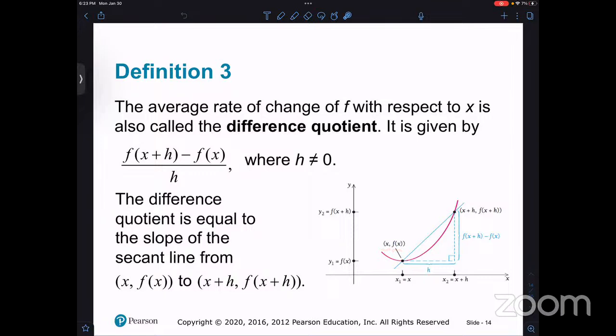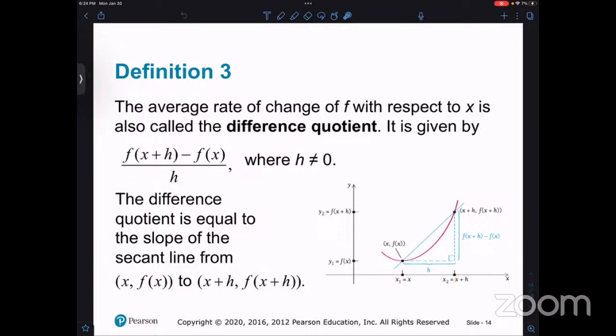So as we go from x1 to x2, we want to consider some change h, right? All we're doing to generate that x2 is adding some change to the original x. That's the only difference with the difference quotient. It's just a different articulation of the same thing, right? So h is just some change in x added to the original x.